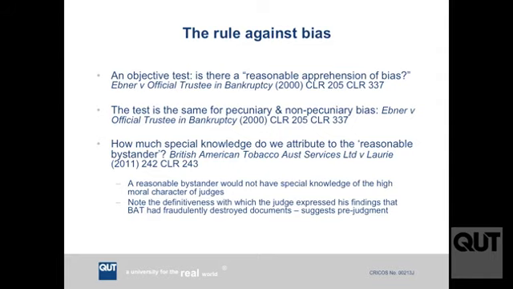One of the factors affecting a finding of apprehended bias in this case was the definitiveness with which the judge expressed his findings that BAT had fraudulently destroyed documents. There was no qualification or doubt in the way it was expressed, so it was not framed as some kind of tentative opinion. So this is something to look for in a problem scenario or in an exam situation.